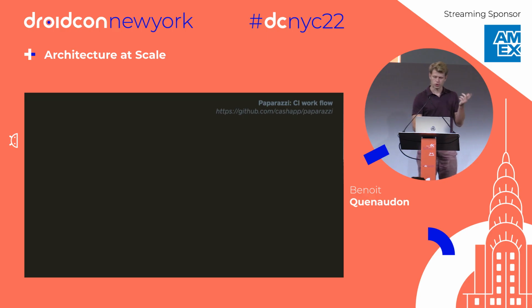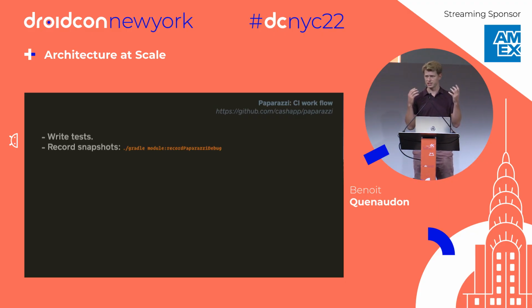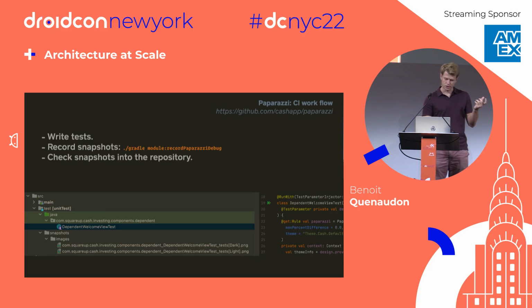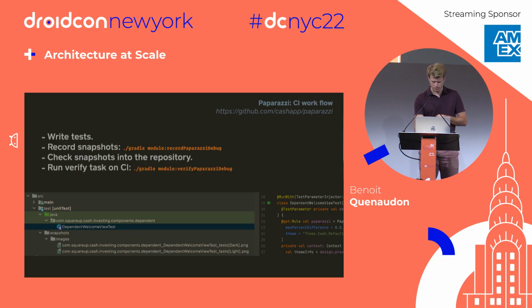On CI, the way we would do it, we write those tests, and we would record the snapshots, basically generating them. They are going to be created under the snapshots image folder, and those are going to be golden images, files against which you'll be able to verify that you don't have a regression. So they ought to be checked in, and then you can run the verify task locally or on CI.